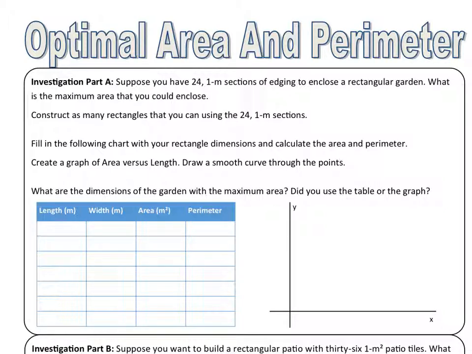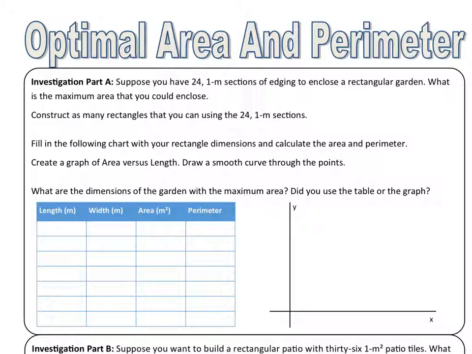But we're going to do a little bit of an investigation first. So suppose you have 24 1-meter sections. So that means you have 24 meter sections altogether, and they're 1 meter each. And we're going to enclose a rectangular garden. What is the maximum area that you could enclose?